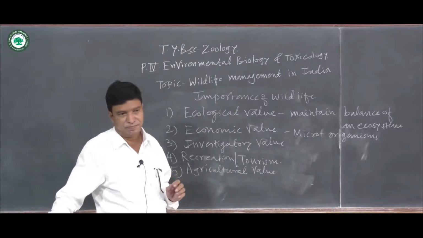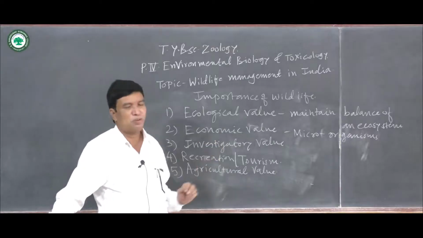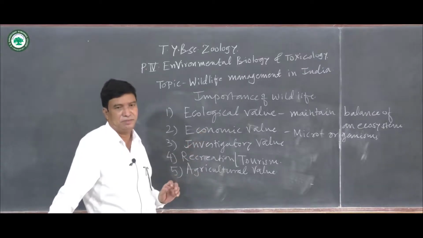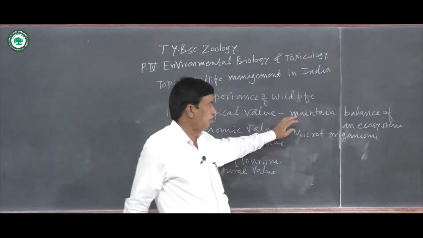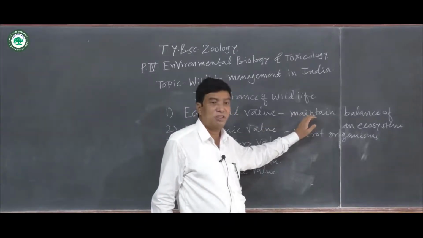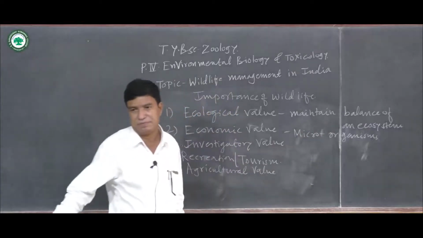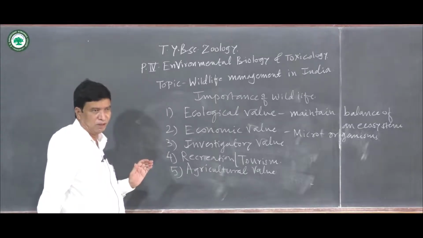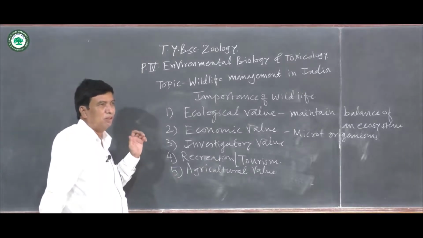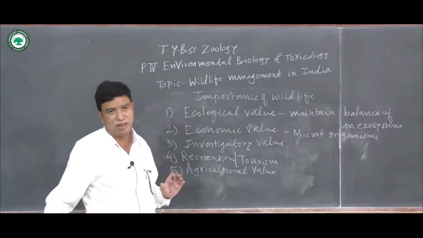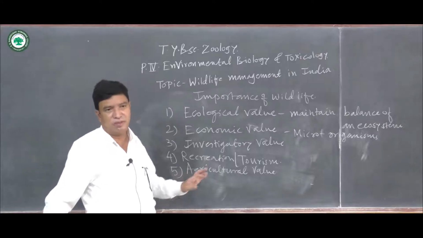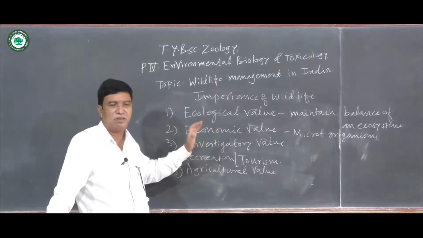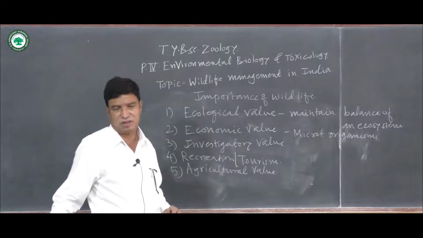Human beings are mainly responsible for disturbing or destroying, not maintaining, the balance of nature due to various human activities. But except human beings, all organisms follow the law of nature, and they are very important to maintain the balance of nature or an ecosystem.